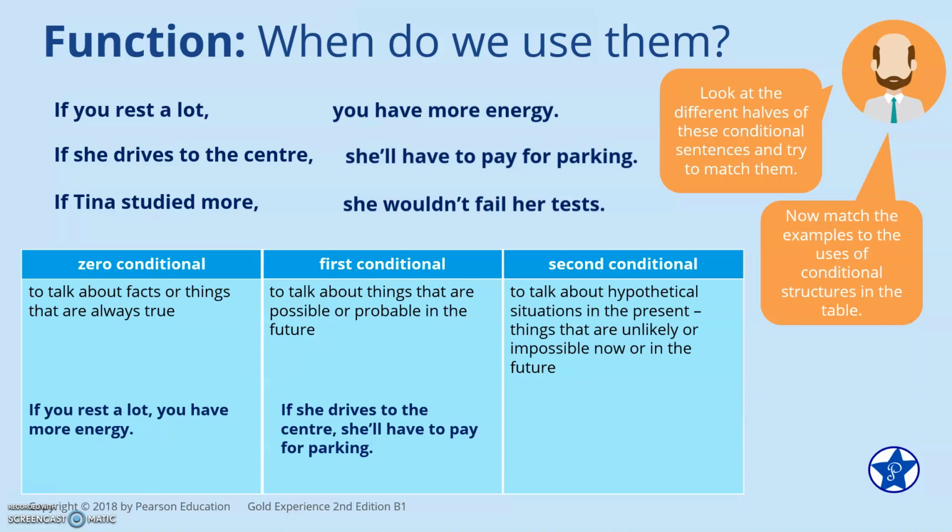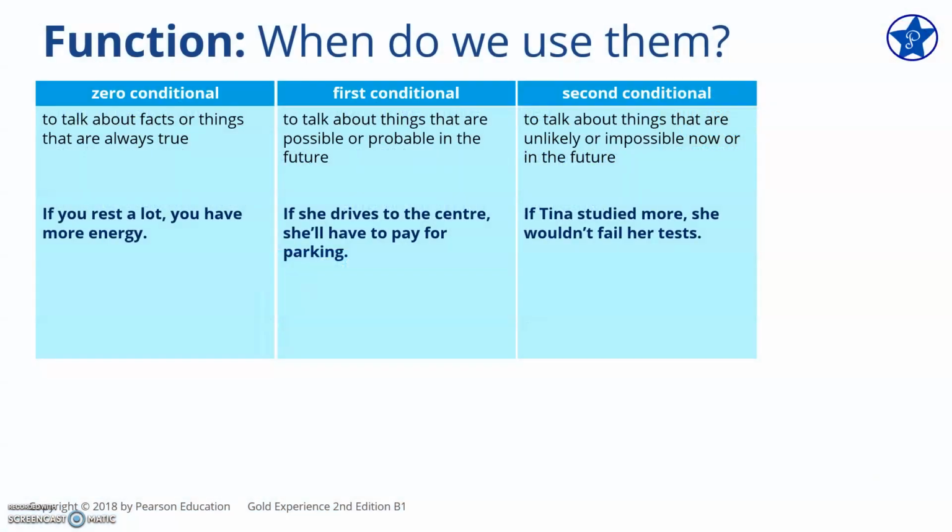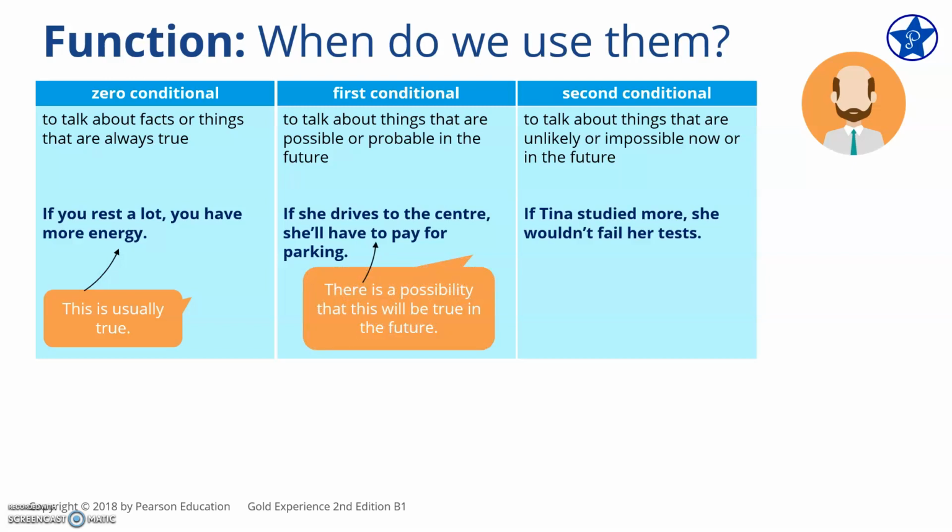And finally, second conditional is used to talk about hypothetical situations in the present, things that are unlikely or impossible now or in the future. If Tina studied more, she wouldn't fail her tests. So if you have a look at the first sentence, which is the zero conditional sentence, it is always true. The first conditional, well, there is a possibility that this will be true in the future.